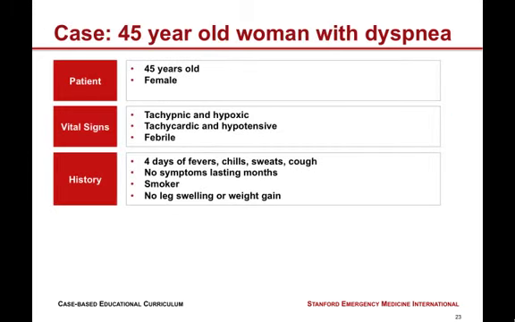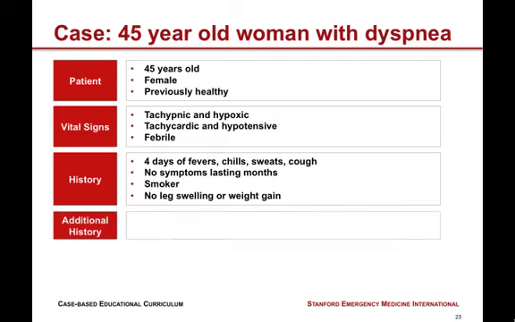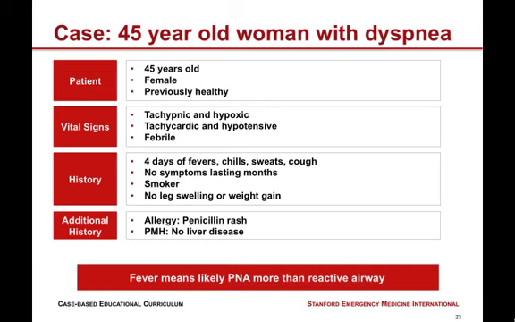Talking with the patient about their past medical history, we learned that they were previously healthy. Now, in any patient that you may begin medications in, it is important to ask if they have any allergic reactions to medication. In this case, the patient had a rash to penicillin in the past, and their past medical history is notable for the absence of liver disease. The patient is febrile. Fever means pneumonia is more likely than reactive airway. Further, the patient has a fever and no liver disease.